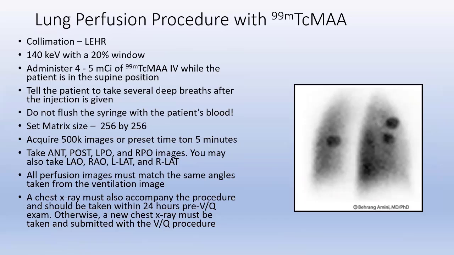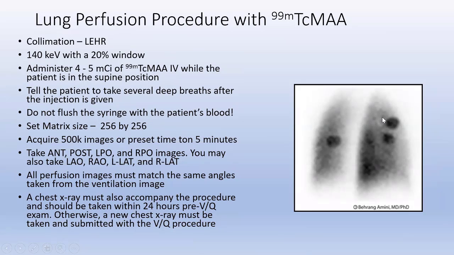So, the lung perfusion procedure with MAA. Again, high resolution collimator, 140 keV, 20% window, 4 to 5 millicuries given IV. You want to make sure the patient is in the supine position. After you inject, you tell them to also take a couple of deep breaths. Do not flush the syringe with the patient's blood. If you do, you get little clots that can form.